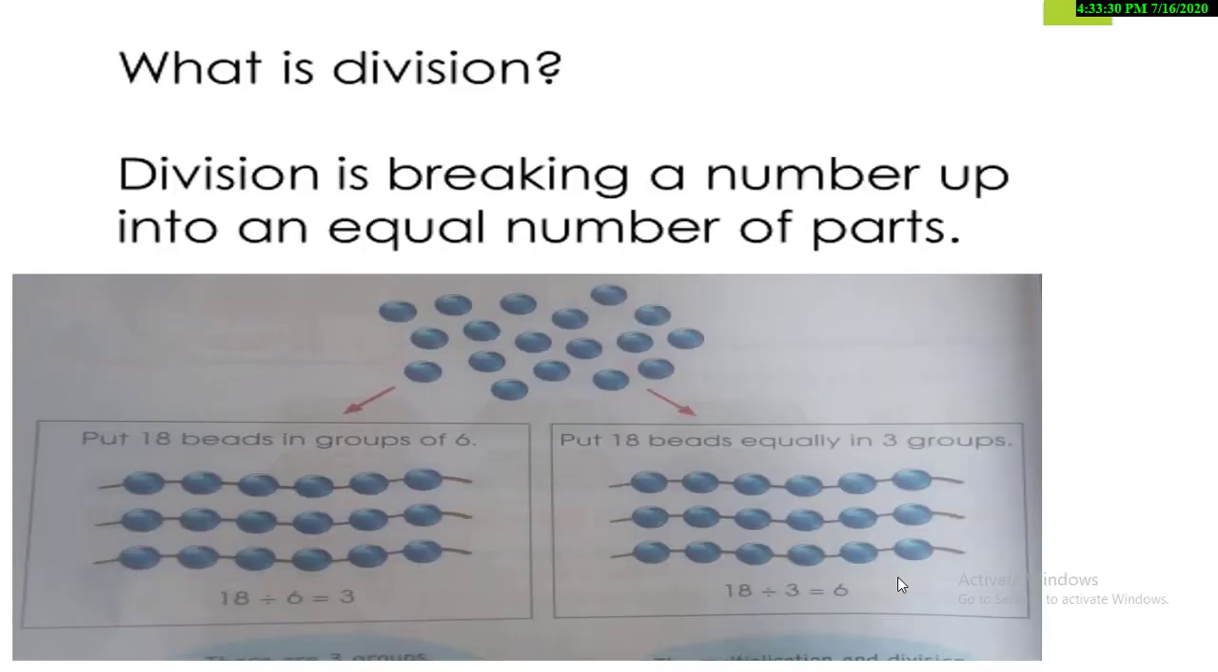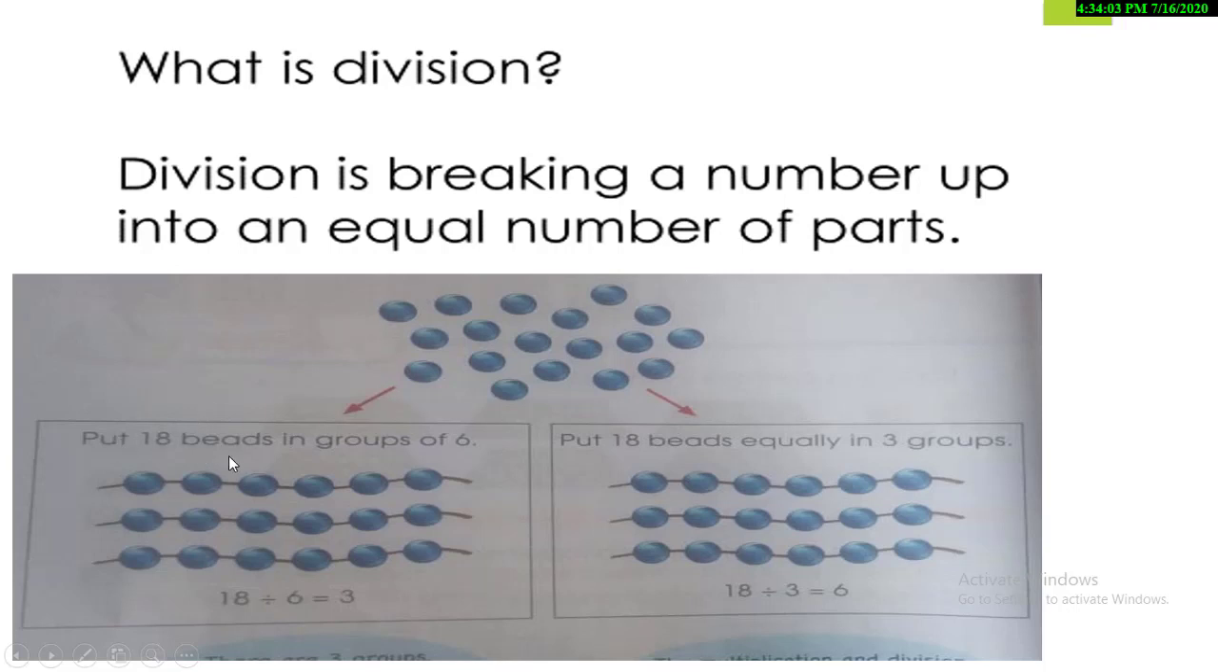Let's see another definition for division. Division is breaking up a number into an equal number of parts. This is the same as I explained previously, that in division we are breaking up the numbers into an equal number of parts. As you can see, these balls are given here, and in a division question they are counted and their total number is mentioned here, that is 18. They are a total of 18 balls.